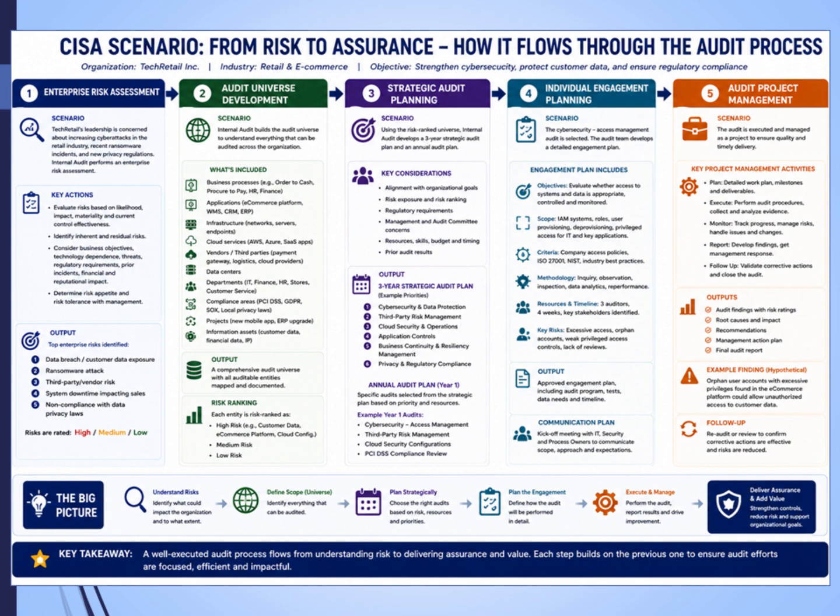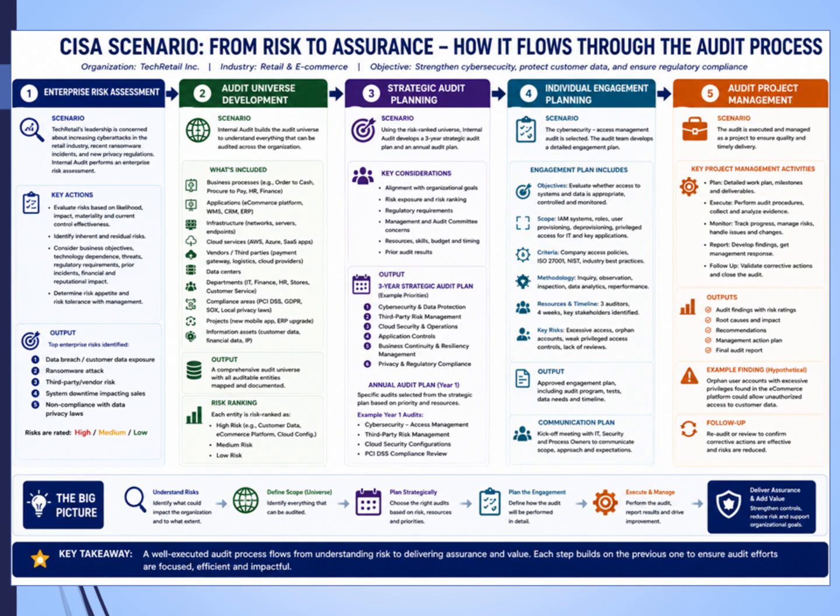exposure, and reputational impact. The output is a prioritized list of risks, such as data breaches, ransomware attacks, third-party vendor risks, operational downtime, and privacy compliance failures. These risks are normally categorized as high, medium, or low based on their potential business impact.